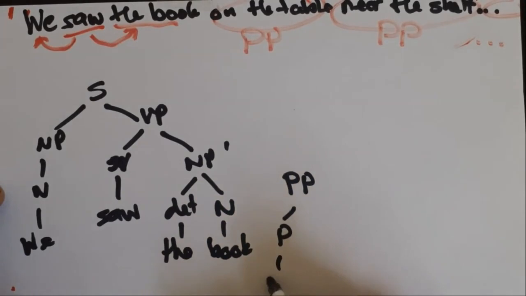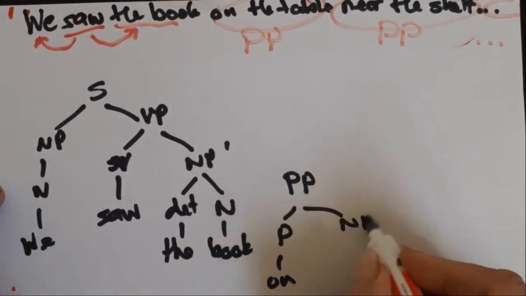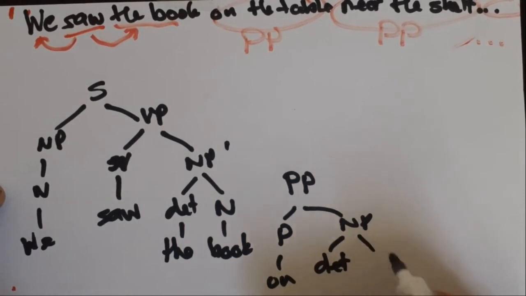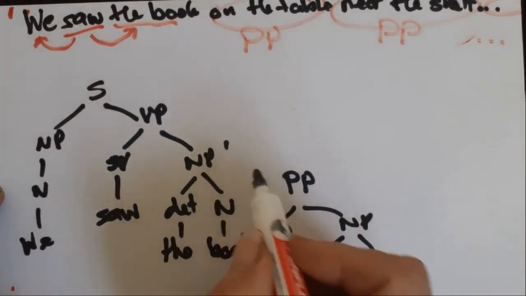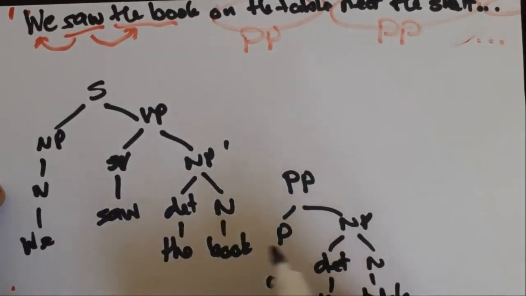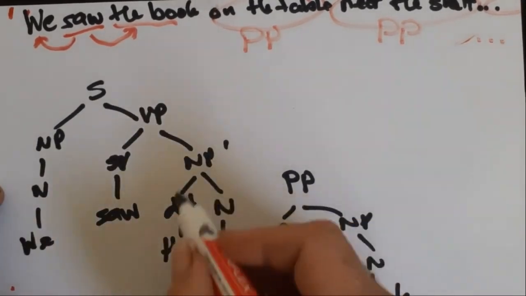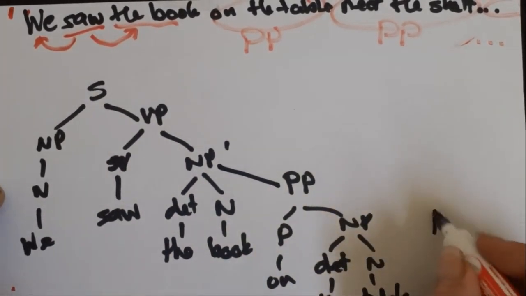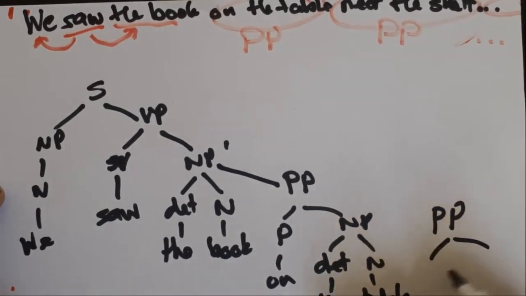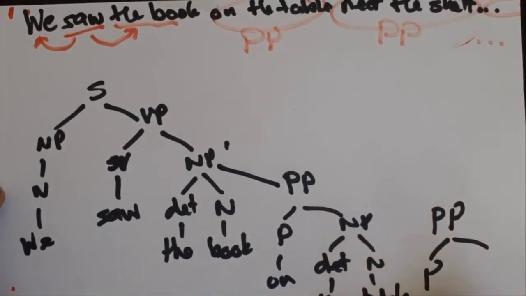Prepositional phrase breaks into a preposition, on, and a noun phrase, the table. And we've got to ask ourselves, well, what is on the table telling us about the book? Well, it is modifying the book, the location of the book. It's telling us that the book is on the table, and so we would link those two. What about the next prepositional phrase? Near the shelf: the preposition is near, and the noun phrase breaks into determiner and noun, which is the shelf.